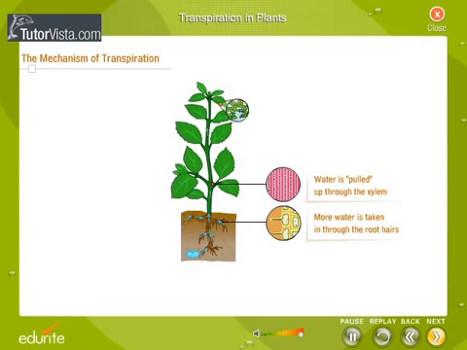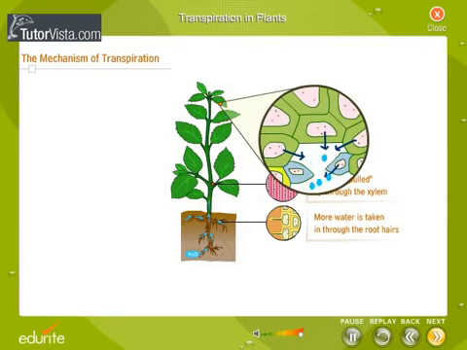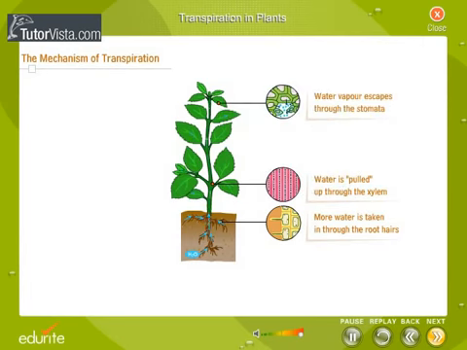The mesophyll cells in the leaf have large intercellular spaces between them. The evaporated water vapor collects here and goes out through the stomata, which open and close periodically. Water is also evaporated from the surface of the leaf through the cuticle.